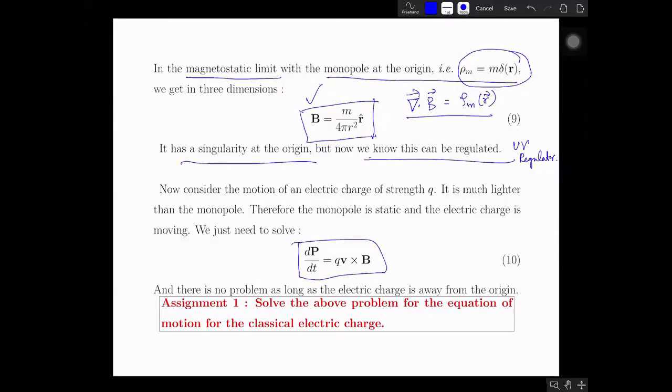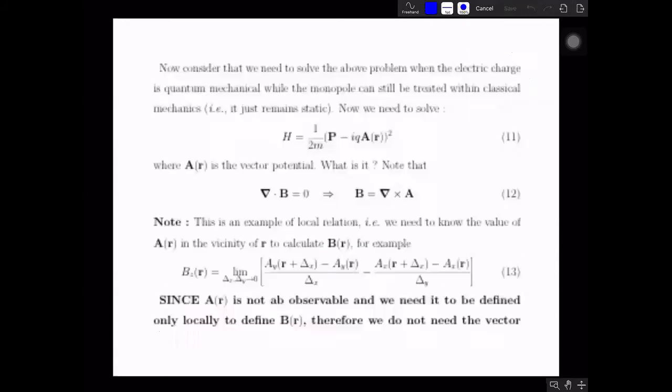You should go and try to solve it both classically and quantum mechanically. For the classical case, this is an assignment you can try to do on your own. As long as you stay away from the origin, which would need the regulator, you can just go ahead and solve this problem. Maybe if you give too bad initial conditions, you would not be able to integrate this analytically, but you know how to solve this problem. Okay, so that's one way of going about it.